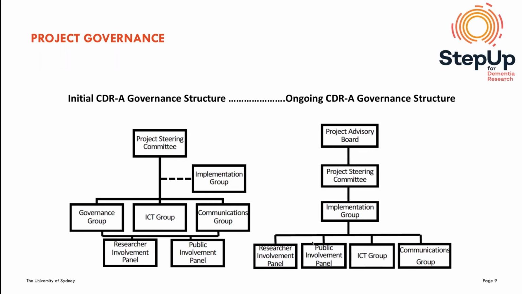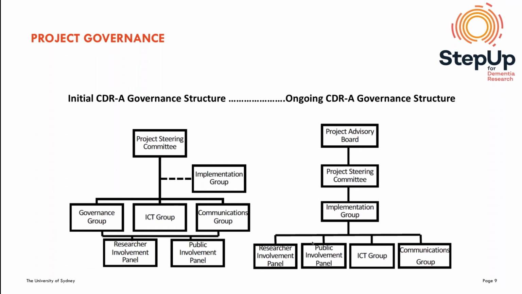So we have established our governance structure. The one on the left is the initial governance structure, and we'll have an ongoing governance structure. We are working very closely with our governance group, consisting of our legal representatives from the university, also the ICT group, because this involves using software, and we have to be really certain about data security and data processing issues.